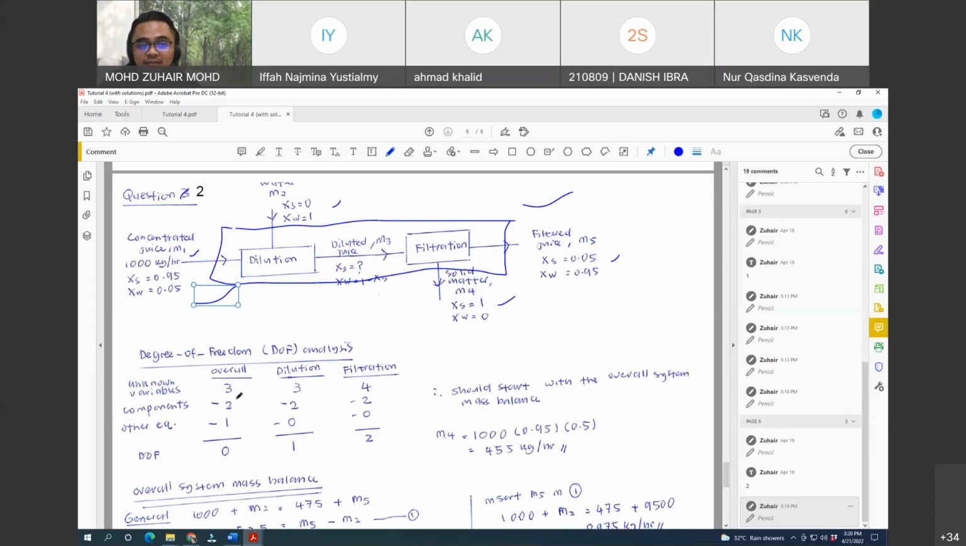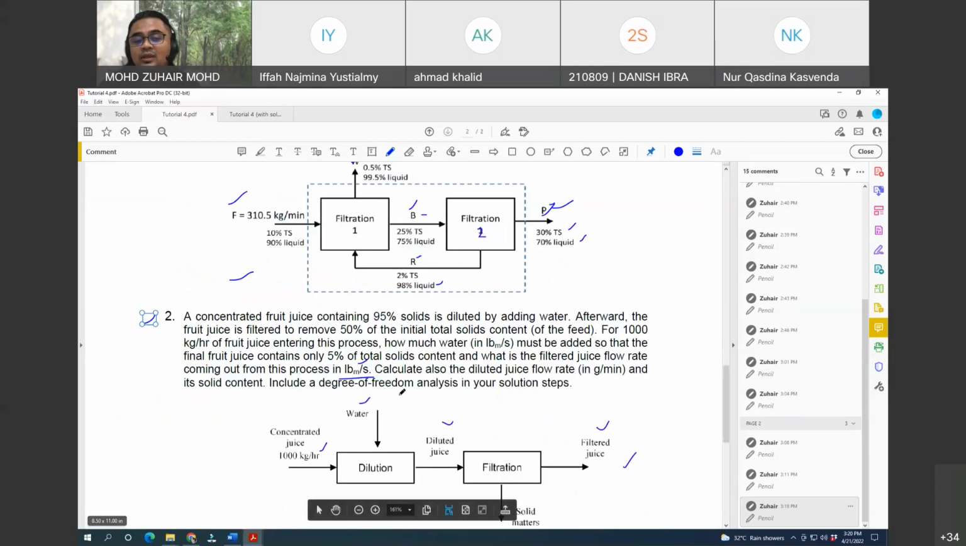Okay, so how many unknown variables? We have M2, M4, and M5, so 3, since M1 we already have the value. And then we have how many components? We have 2, XS and XW, solid and water. And other equations, so let's go back to this.